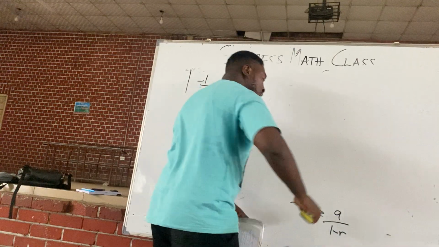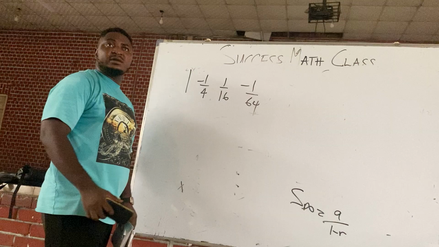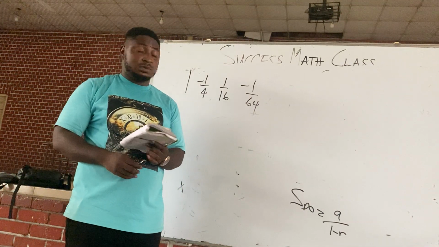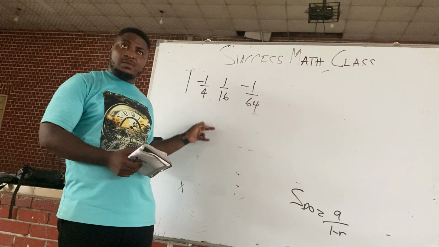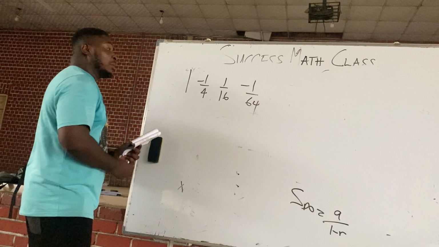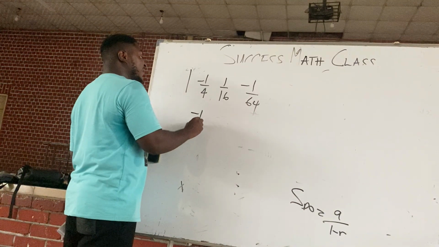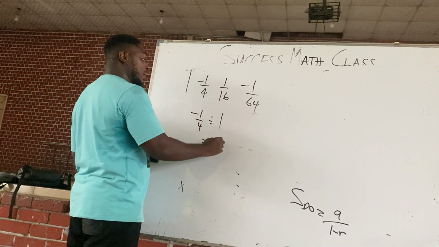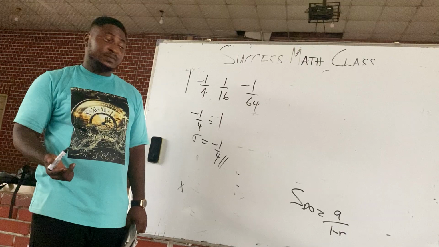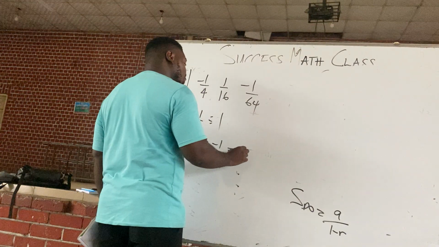Class, to get the sum to infinity, what do you need? You need a and you need r. Who is a? Your first term, 1. Who is r? The common ratio. How do you get the common ratio? The next term divided by the previous, so that's minus 1 over 4 divided by 1. It's still minus 1 over 4. So my common ratio is minus 1 over 4, which is written as minus 0.25.